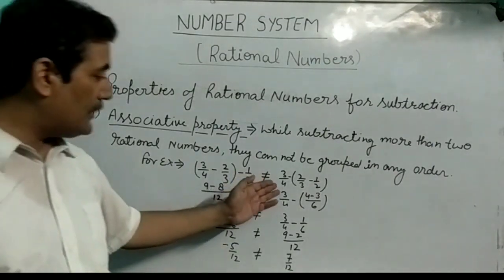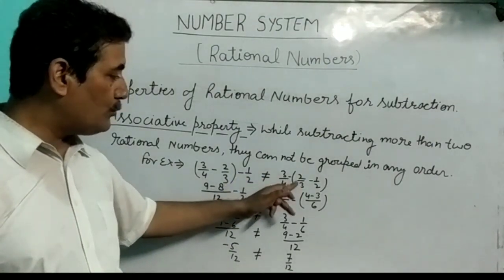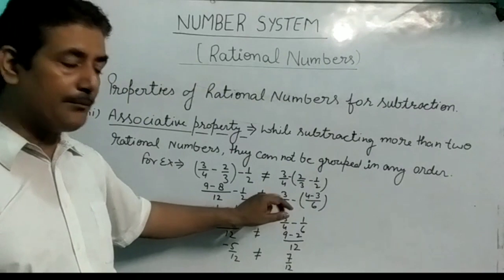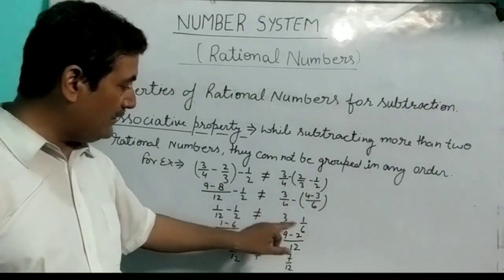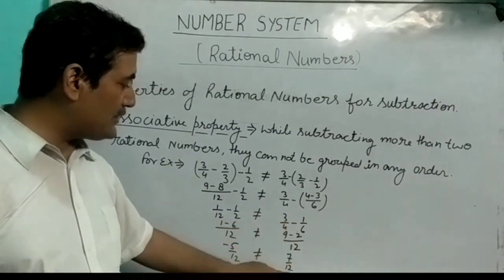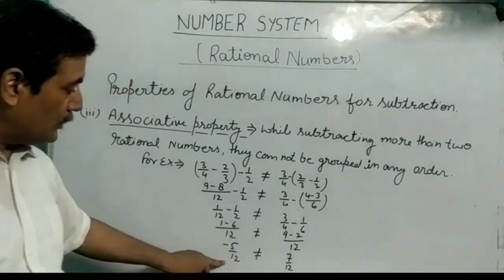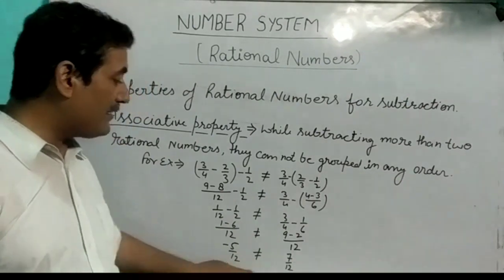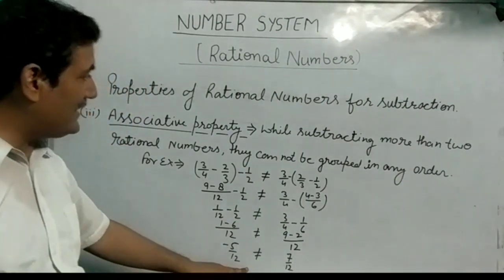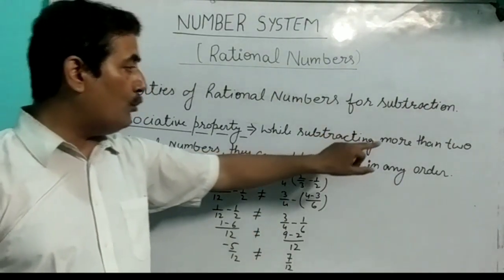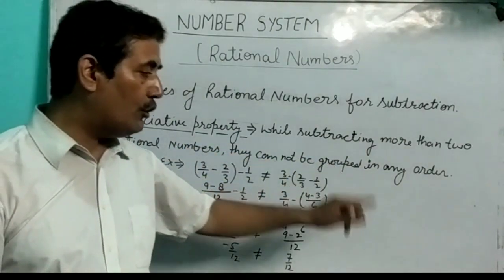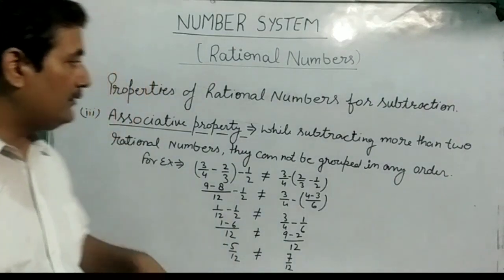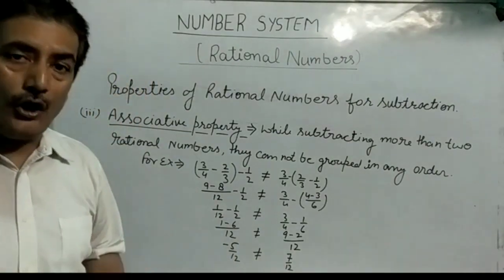But if we change the group, 3 by 4 minus 2 by 3 minus 1 by 2, so first we subtract 2 by 3 minus 1 by 2 and it gives 1 by 6. Then 3 by 4 minus 1 by 6 equals 7 by 12. Both resultant answers are different. So we can say that while subtracting more than two rational numbers, they cannot be grouped in any order, and in addition, they can be grouped in any order.